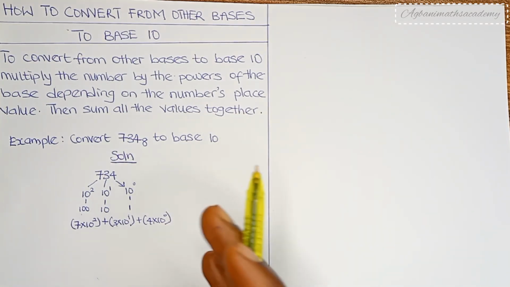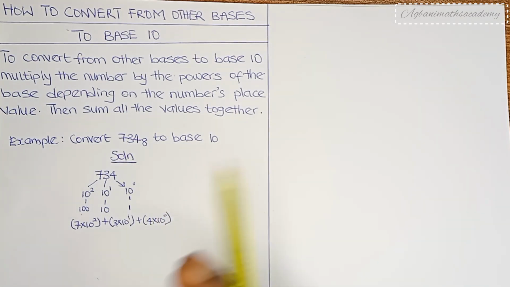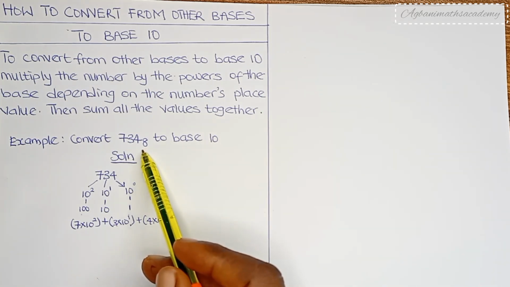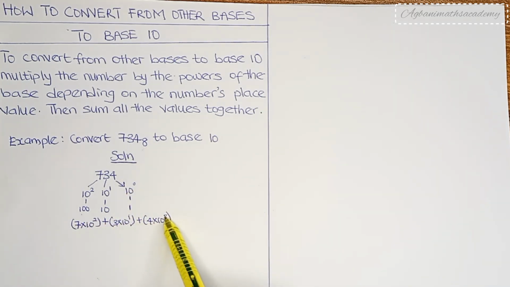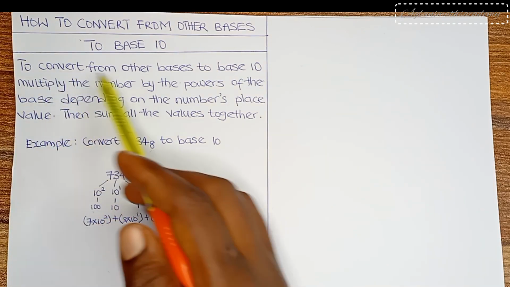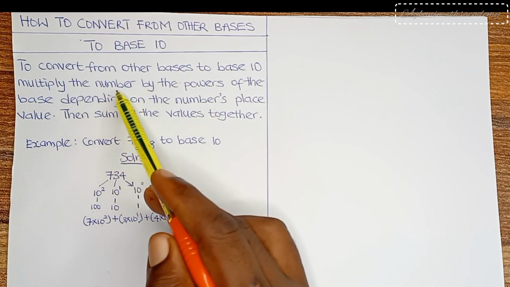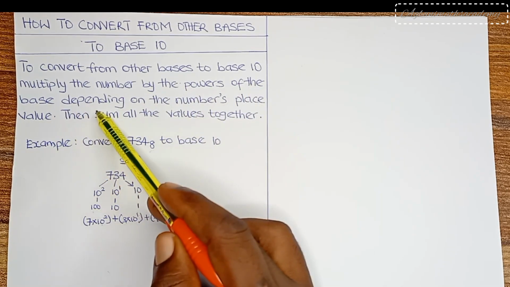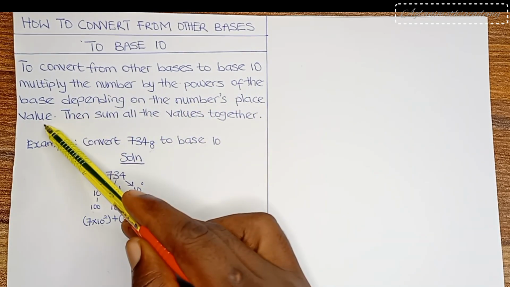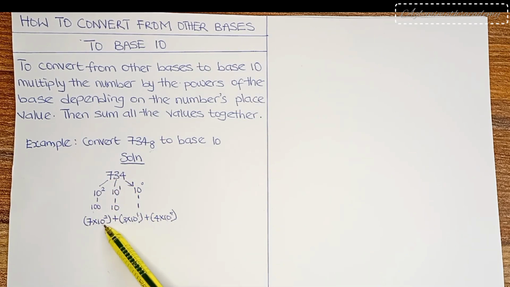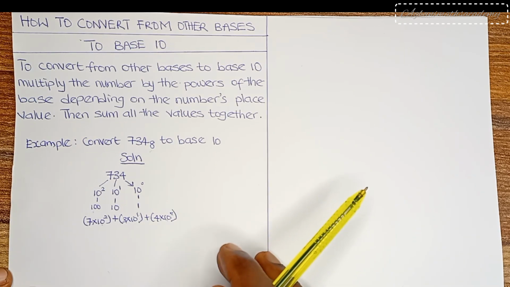So I just want to show you the process in base 10. But remember, we are not working in base 10, we are working in base 8. So the only difference between what we have done here and what we are expected to do here is the base is 8. This means instead of having 10 to the power of 0, we are going to have 8 to the power of 0, 8 to the power of 1, and 8 to the power of 2. So that's why I said to convert from other bases to base 10, multiply the numbers by the powers of the base depending on the number's place value. So the place values of this number determine the power of 8 that we'll be multiplying with. So let's go ahead to do that.